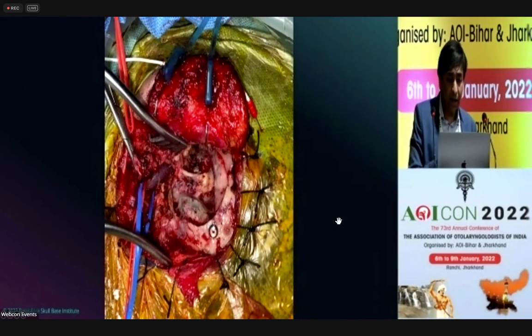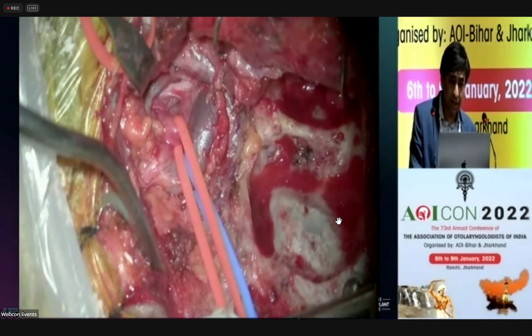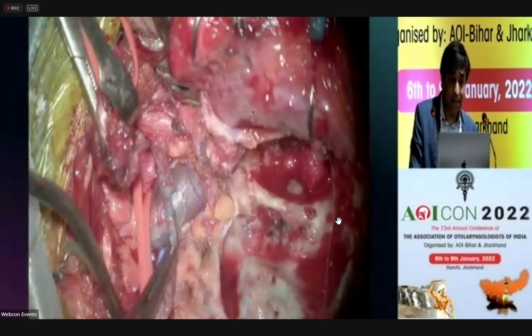I do a Baha for all my cases. Last 2 years, we've done close to 40 bone anchored hearing implants simultaneously ipsilateral for all my cases. That's another discussion for another day. I changed track on table. I decided to do this technique pretty spontaneously.